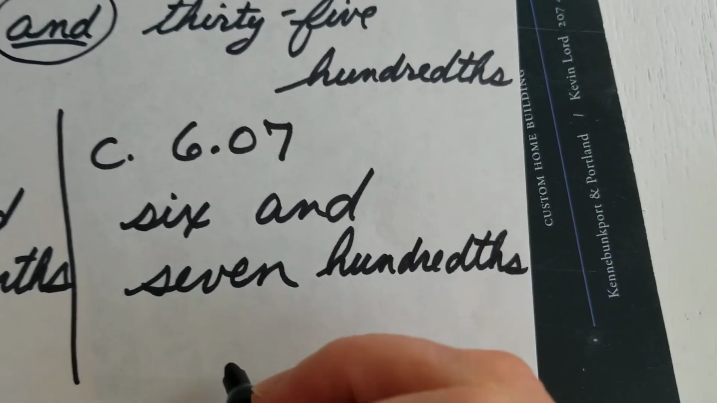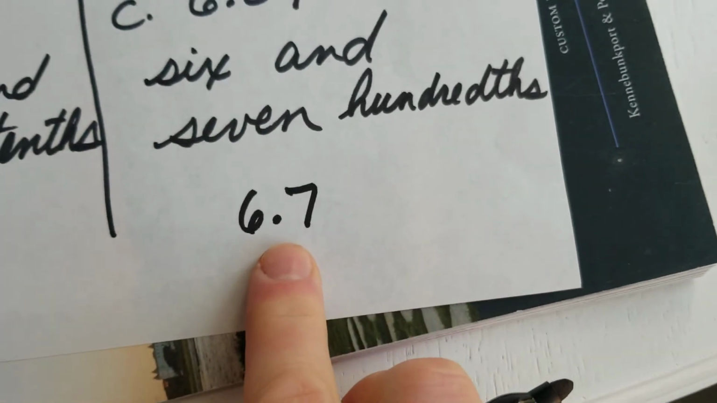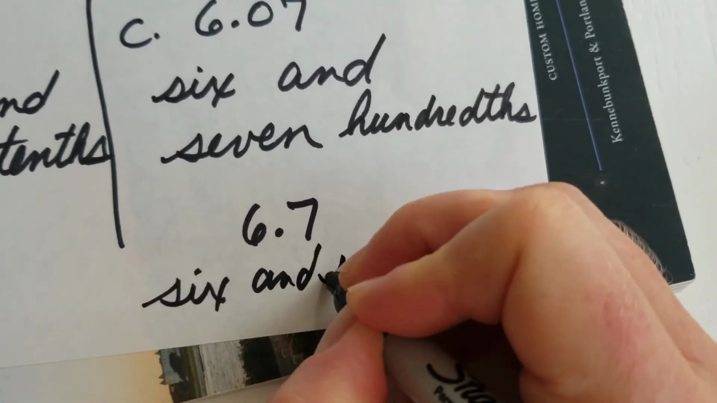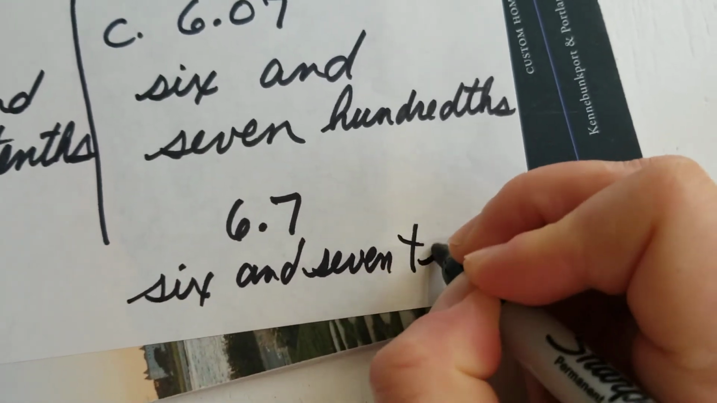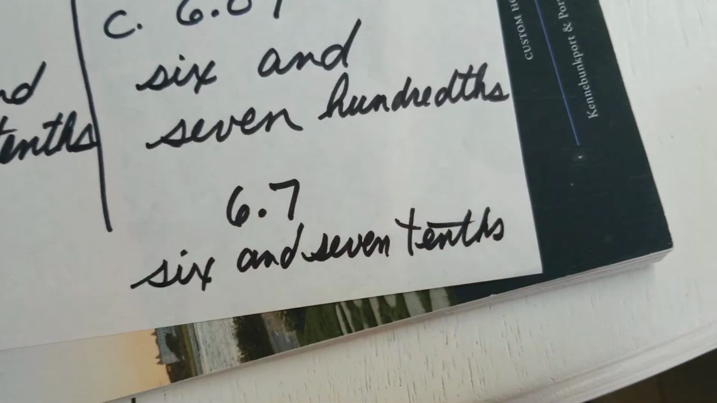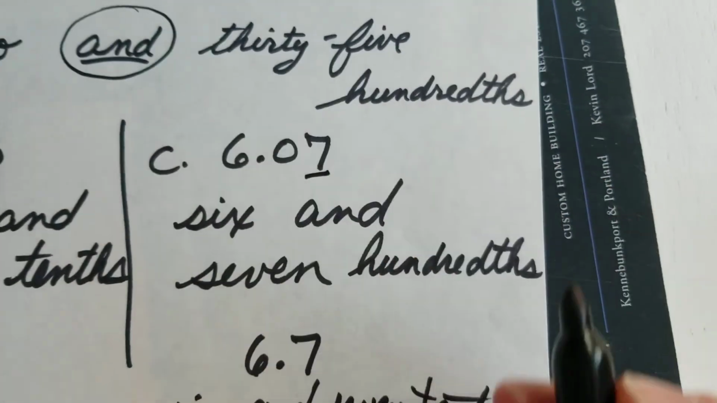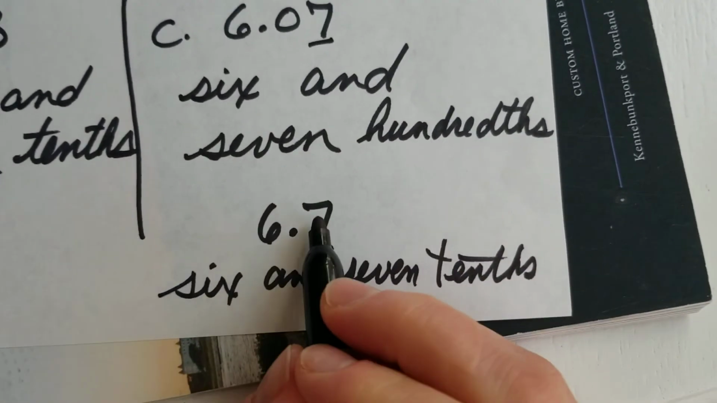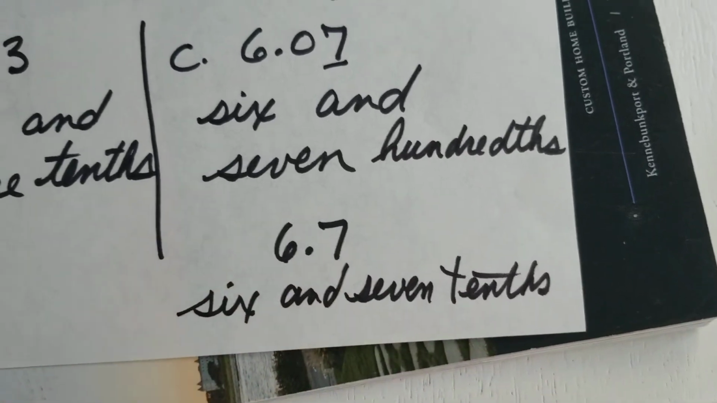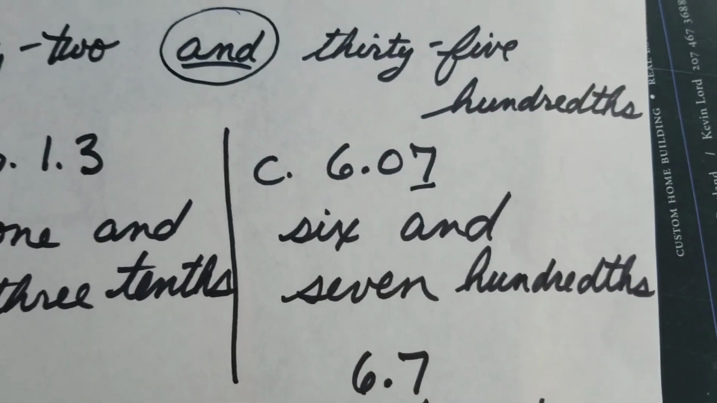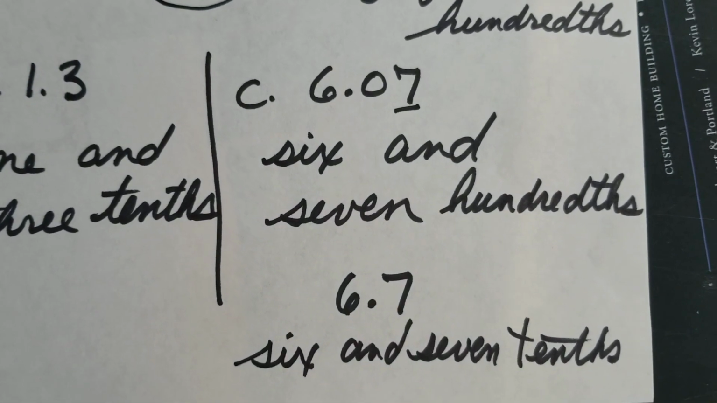Don't confuse this with 6 and 7 tenths. This is 6 and 7 tenths. All right, 6 and 7 hundredths. The 7 is two to the right of the decimal point in the hundredths place. The 7 here is in the tenths place. They're different numbers. Okay, so if you have any questions, I will be in Discord.